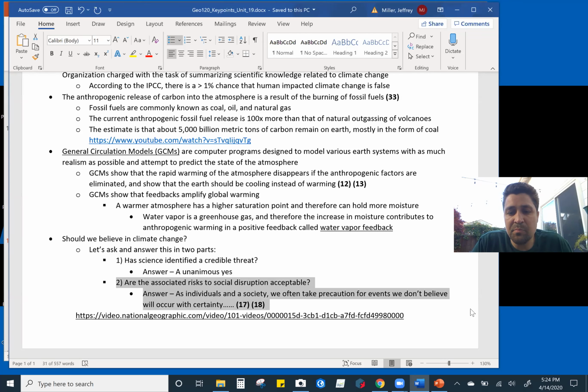So to me, in society, we take precautions for events, even if we don't believe they will occur with certainty. Like I said, the IPCC has a 99% conclusion or chance that climate change is caused by humans. Okay, and so you could certainly make the argument and say, well, it's not 100%. But the point I'm trying to make is that even if we don't believe in something with 100% certainty, we still take precautions.